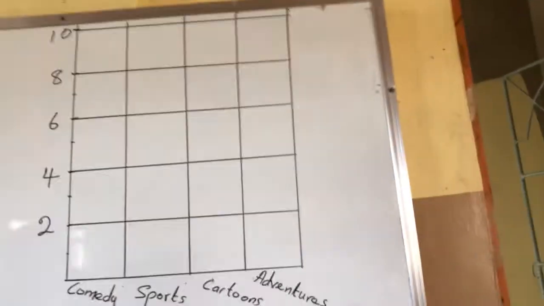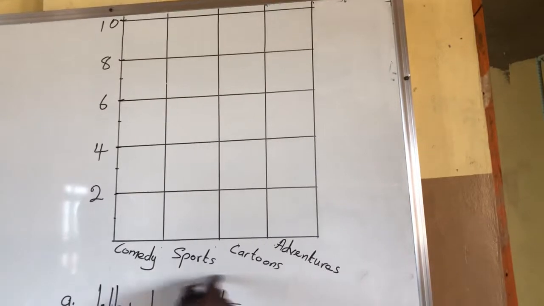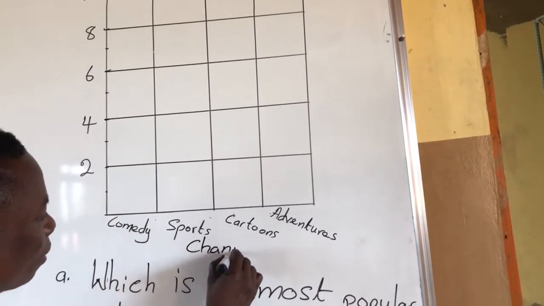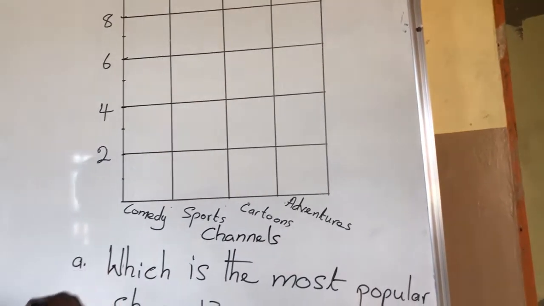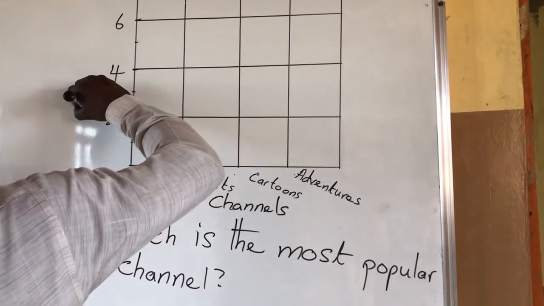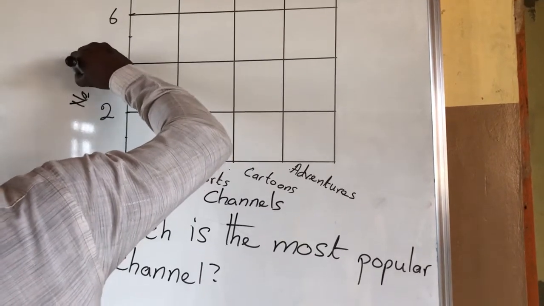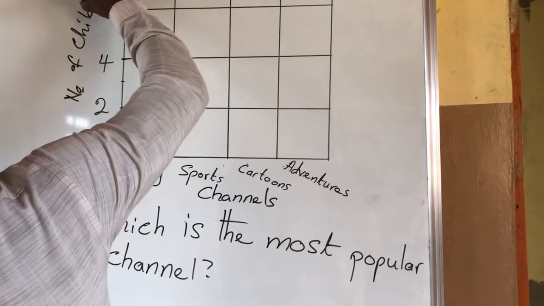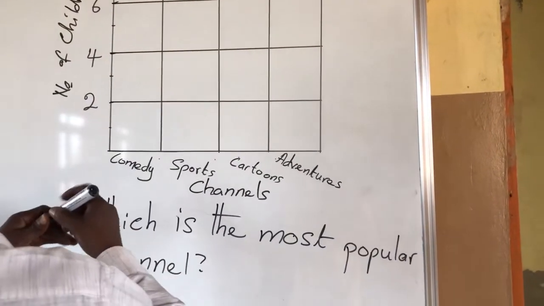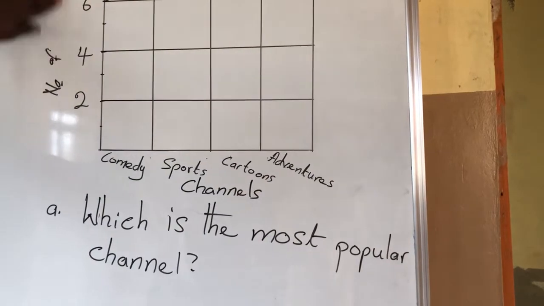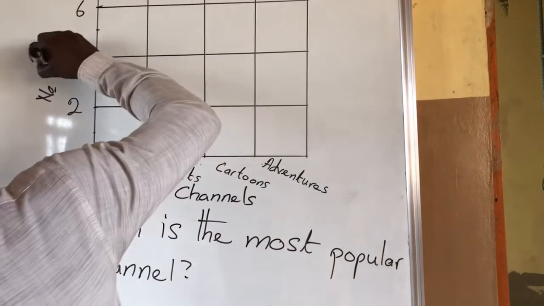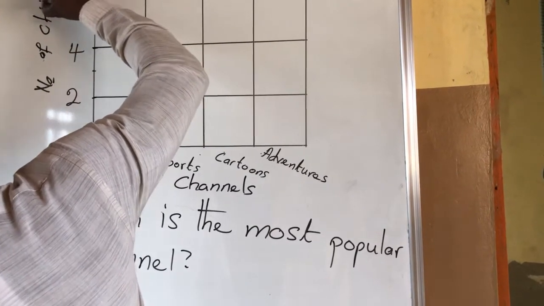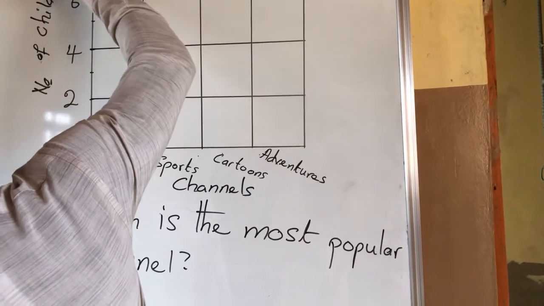Now, look at this. They have not been indicated for us. So you have to write here channels, and on this side, number of children.